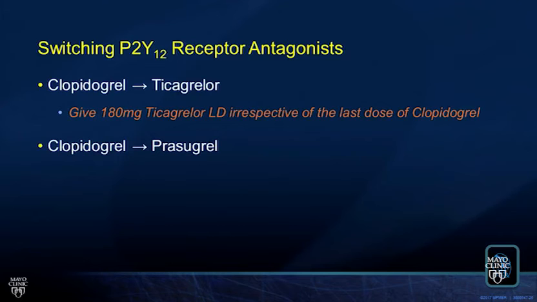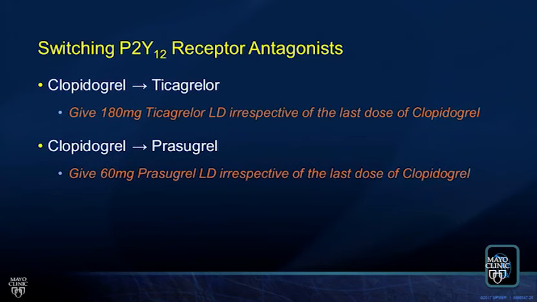What about clopidogrel to prasugrel? Unfortunately, clopidogrel to prasugrel switching was not explored in the Triton TIMI 38 trial. However, surrogate data from small pharmacodynamic studies have shown that patients pre-treated with clopidogrel can switch to prasugrel, and this leads to an enhanced platelet inhibition. And in those small pharmacodynamic studies, the patients were loaded with 60 milligrams of prasugrel, irrespective of the timing or the dose of clopidogrel.